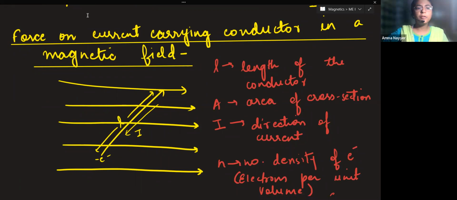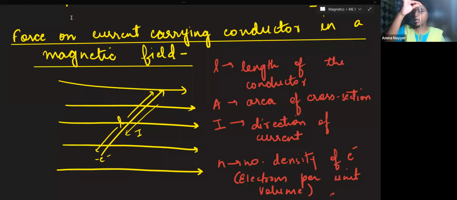This is the last topic for today: force on a current carrying conductor placed in a magnetic field. If only a single conductor is placed, that we will see today. In the next class, we will see if two parallel conductors are kept. A current carrying conductor means a wire. Let's say this wire is there, carrying current.